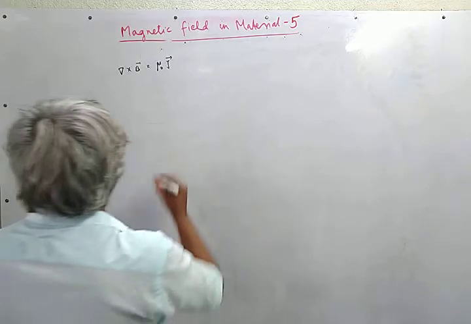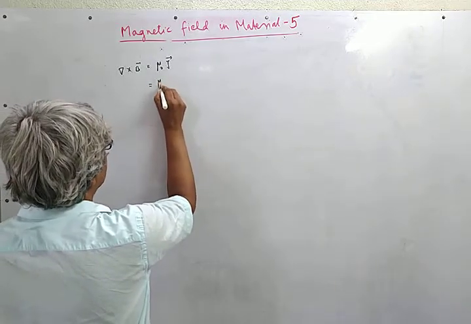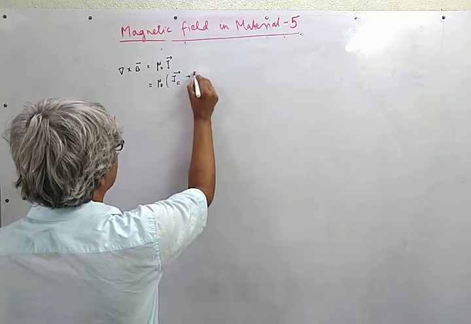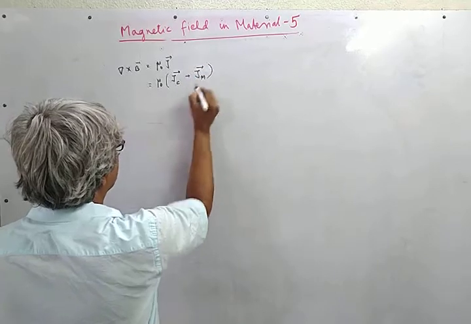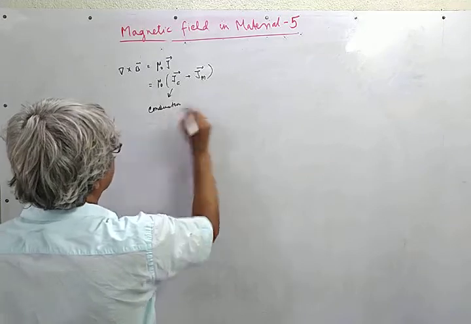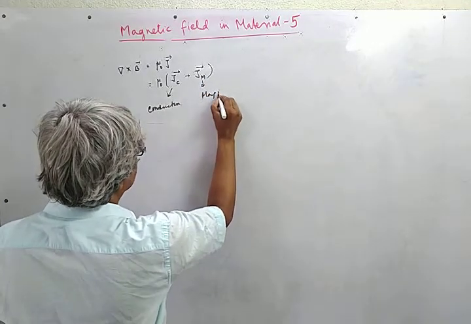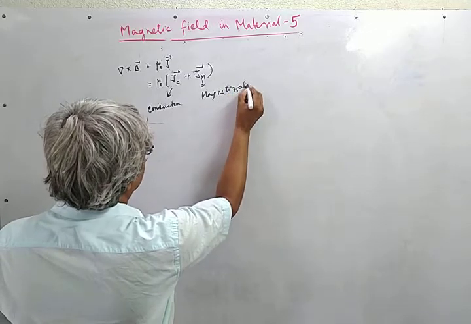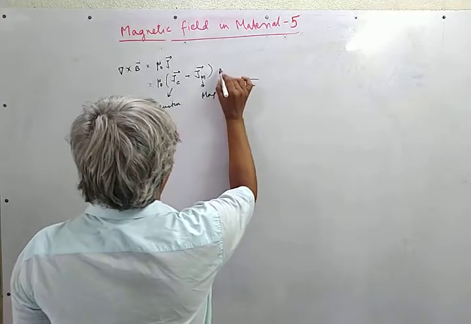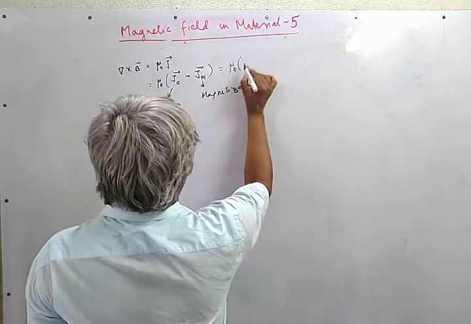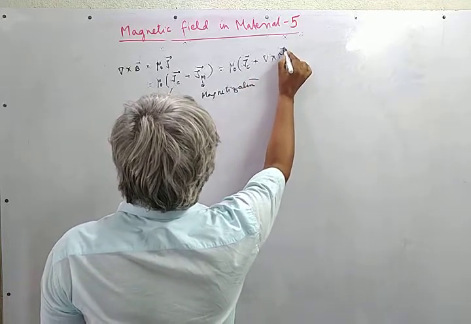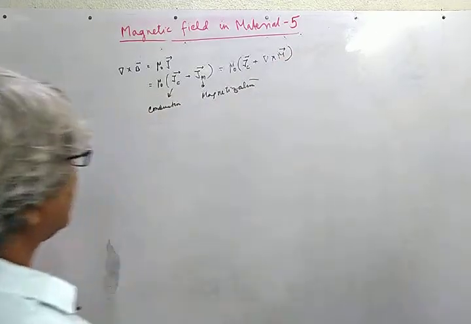But we found here that the J is composed of two parts. One is the conduction current density, another one is the magnetization current density. This is the conduction current density and this is the magnetization current density. And furthermore, we know that Jm is the curl of M.